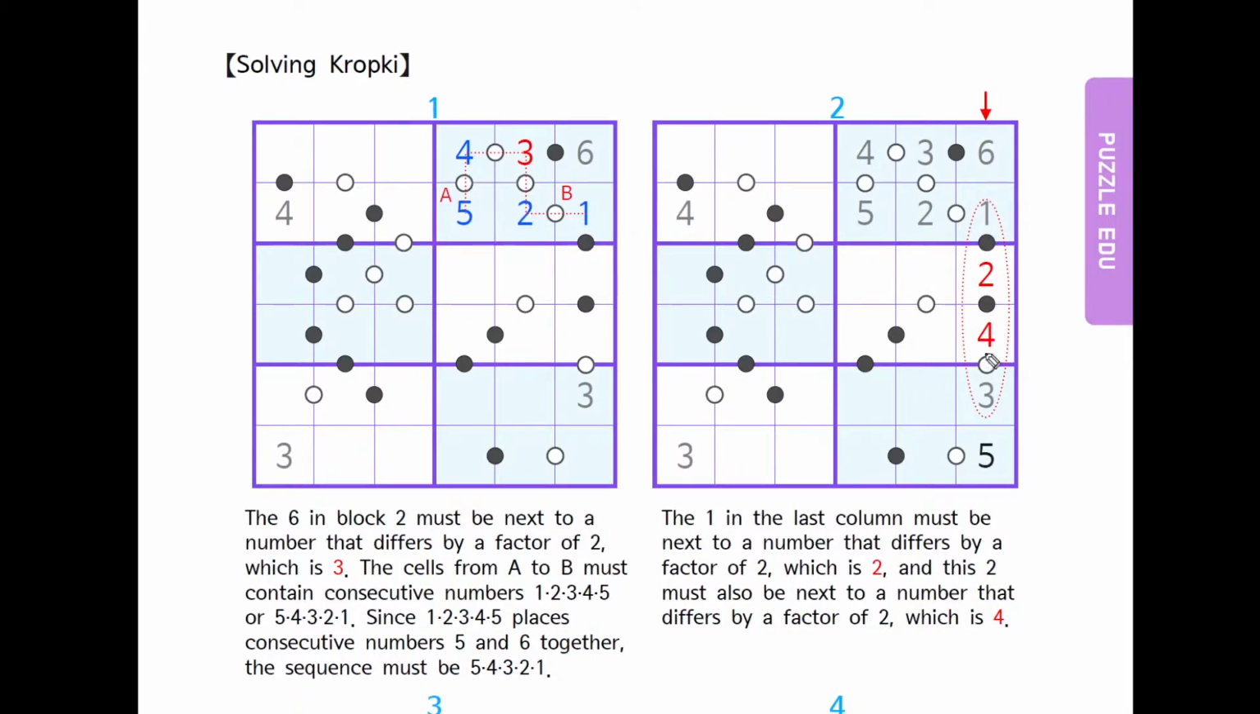Now if we take a look at this second progression, the number 1 that we just placed in cell B must be next to a number that is twice as large. And that number has to be 2. Now this number 2 also has to be next to a number that is twice as large, which is 4. Finally, the last remaining number of this column is the number 5, which is why we can just fill it in here.